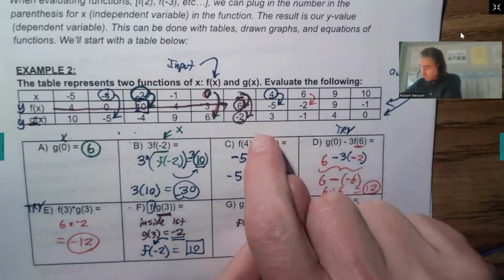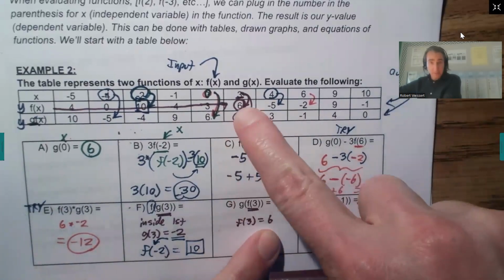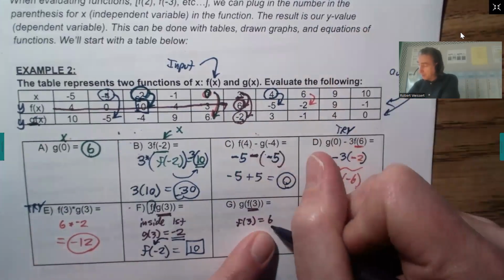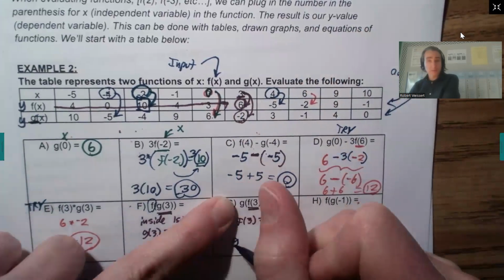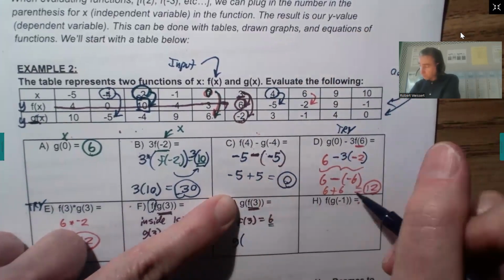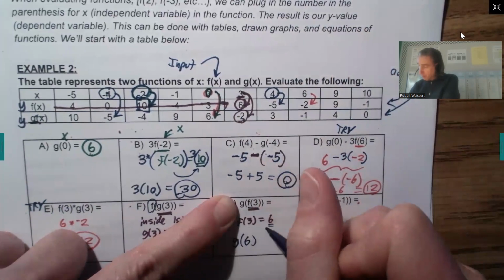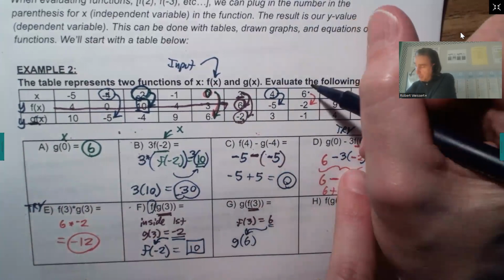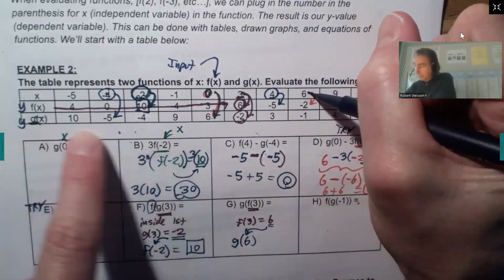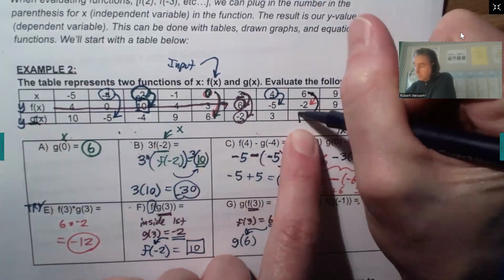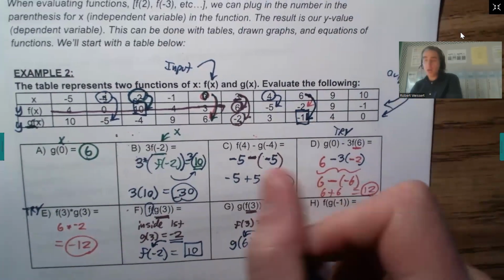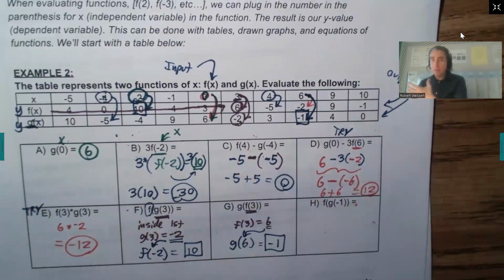Now that I have my f of 3, I got my answer. I'm going to take that 6. That's my new x value. That's going to go into the outside function, so g of 6. So 6 will be here. If I do g of 6, g is that second row. My final output is going to be negative 1. So my answer to this entire expression, g of f of 3, is negative 1.